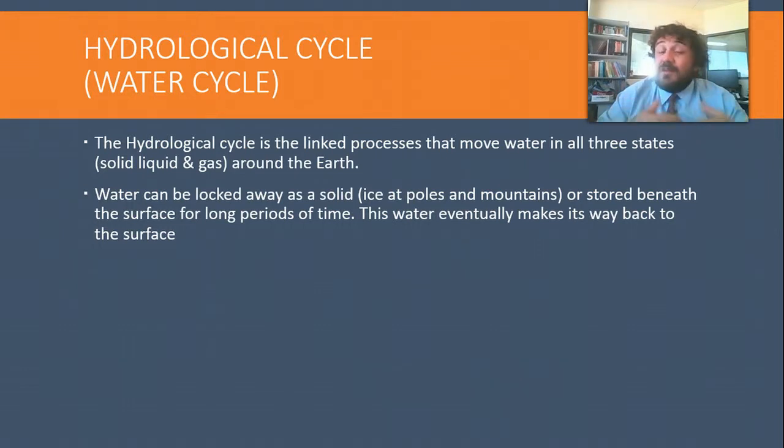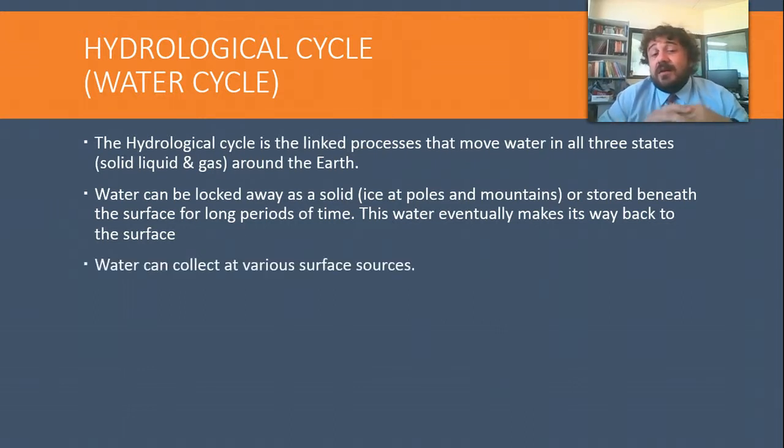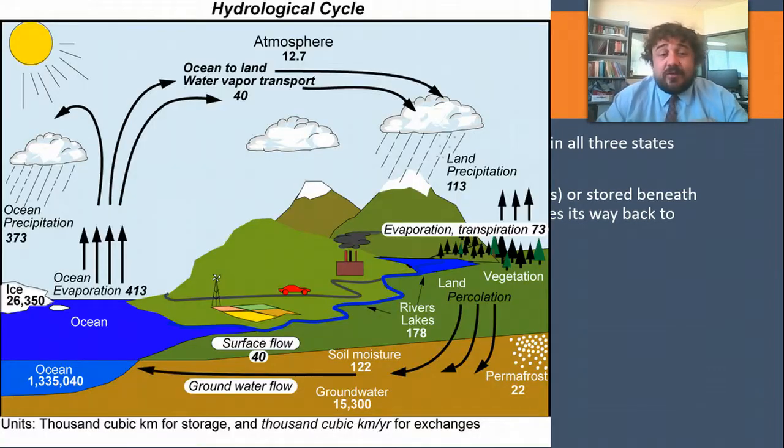Water can be locked away as a solid, so it's ice at the poles, or stored beneath the surface of the earth for long periods of time. But this water always makes its way back to the surface. Eventually, it'll get there. That's the process of percolation. So basically, water can be collected at various surface sources as well as some groundwater sources. So let's have a look.